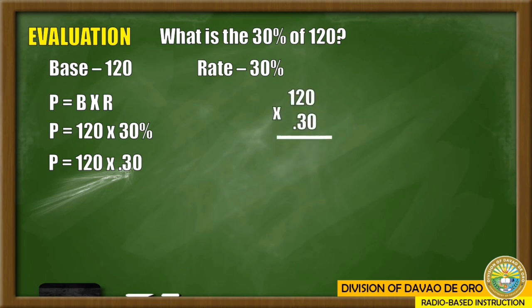So 120 times 0.30 is equals to, we will bring down 2 zeros, then 3 times 2 is equals to 6, and 3 times 1 is equals to 3. Then of course, we have 2 decimal places. So we will move the decimal point from the right to left 2 decimal places. So it will happen like that, and our decimal point will be put at the middle of 6 and 0. So that is our decimal point. So the value of percentage is equals to 36. Good job.